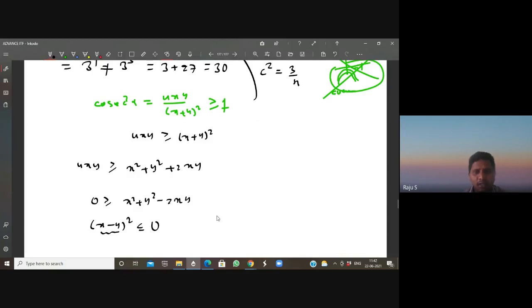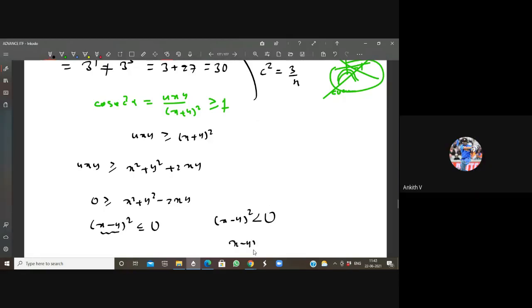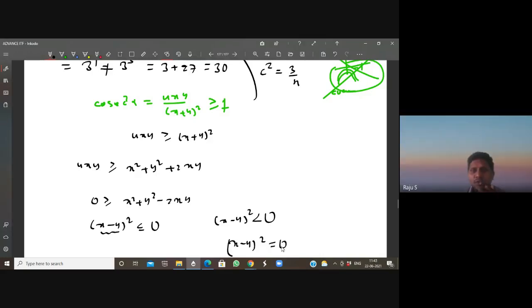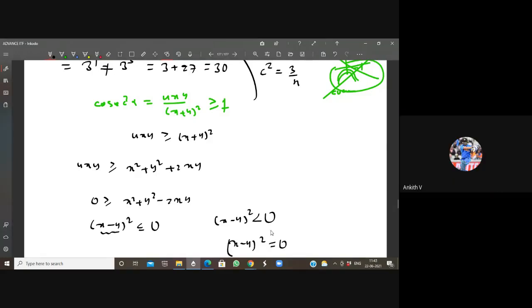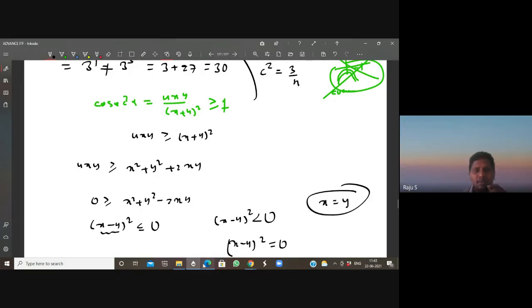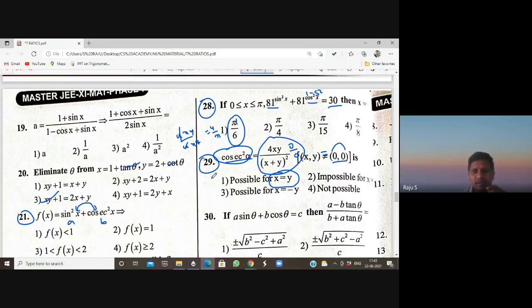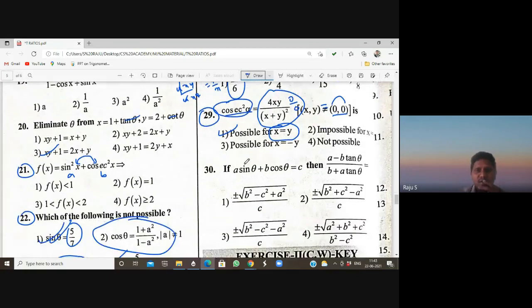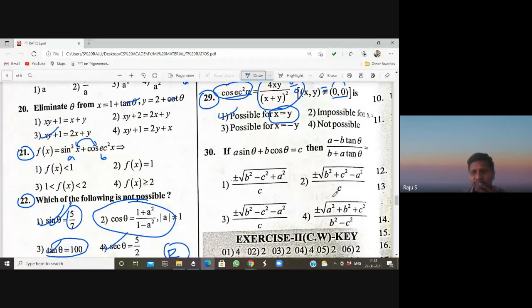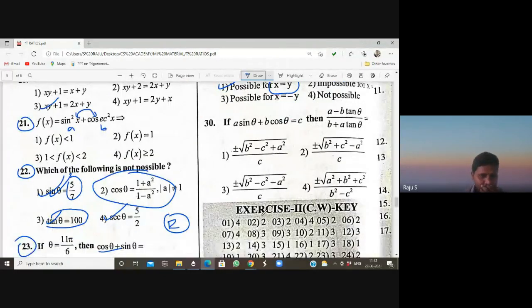Yes, sir. See, x minus y whole square value, they are saying lesser than 0. Is it possible to get a negative value when we square? No, sir. But equal to 0, maybe chances will be there. Yes, sir, if x and y are equal. So x is equal to y, the possibility is there. Right? Only the last question is there. You can try this. If possible, we'll go for level 3 next class.